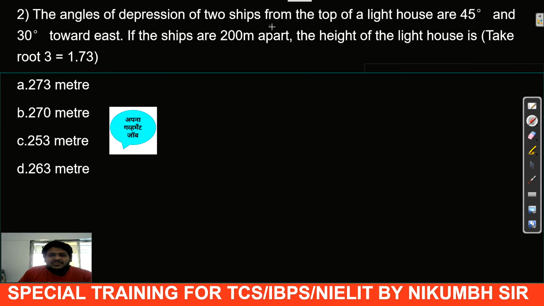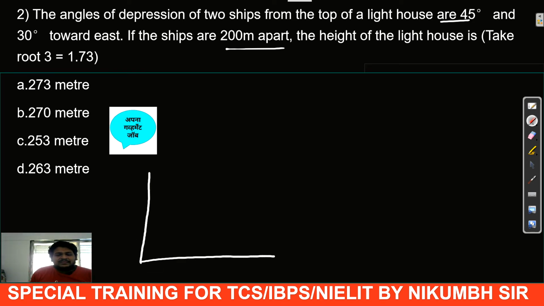The angle of depression of two ships. Now here two ships are there, and from the top of a lighthouse the angles are 45 degree and 30 degree towards east. If the ships are 200 meter apart, meaning the distance between the ships is 200 meter, then we have to find the height of the lighthouse. Now suppose this is my lighthouse like this. Suppose this is one ship. I am looking downwards, because angle of depression is there.